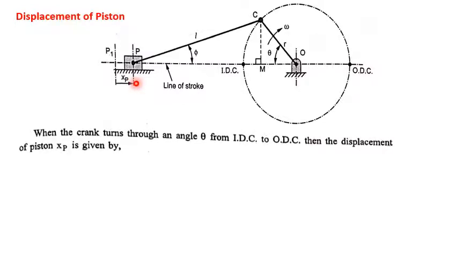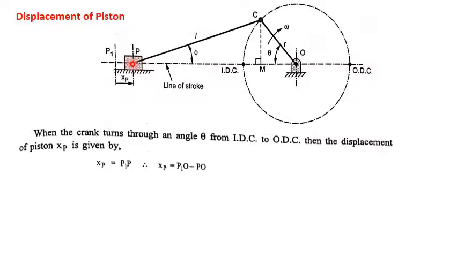In order to obtain this displacement, the crank has to move from inner dead center to the outer dead center. Then we call that this displacement happens, especially for the slider. And at the same time, this crank OC turns through an angle theta. Now this xp can be written as xp equals P1P, because this P1P position represents the displacement of the slider.